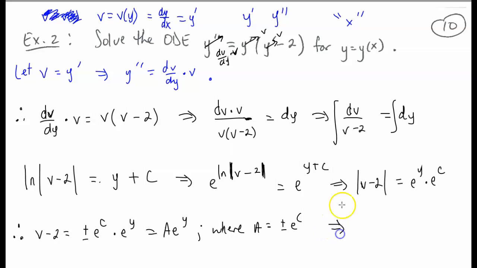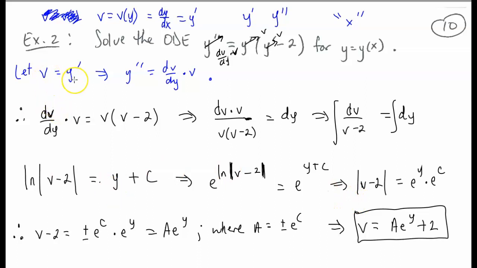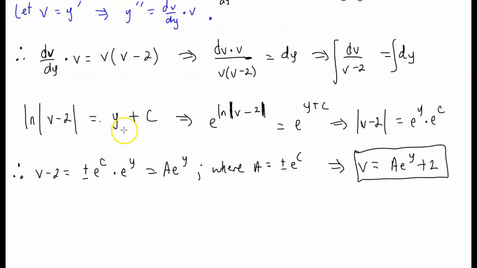So at this point, all this means is that we have v is equal to a times e raised to the y, plus 2, okay? So now we know what v is. But remember, v is y prime, or dy over dx, okay? So therefore, we know that dy over dx is going to be equal to a times e raised to the y, plus 2.